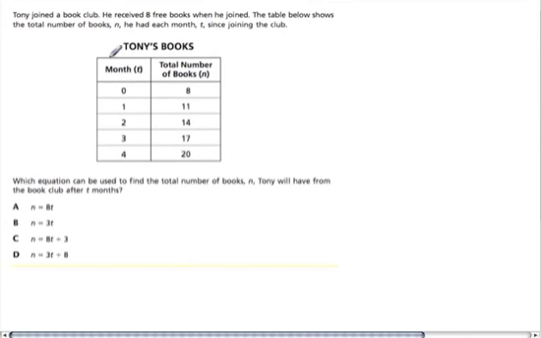Here's a problem with a table and a rate. We have the months, T, so T is talking about time, or the amount of months that have passed, and then the total number of books, N. So N equals the total number of books. So we have Tony's books, and we want to read the problem really briefly.